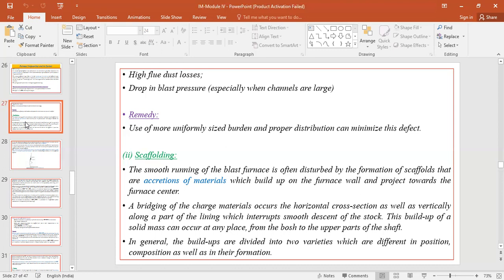And also the distribution of the burden inside the blast furnace should be uniform. Then there will be uniform permeability in the bed of solids, and the flow will also be uniform from the center to the periphery of the blast furnace.